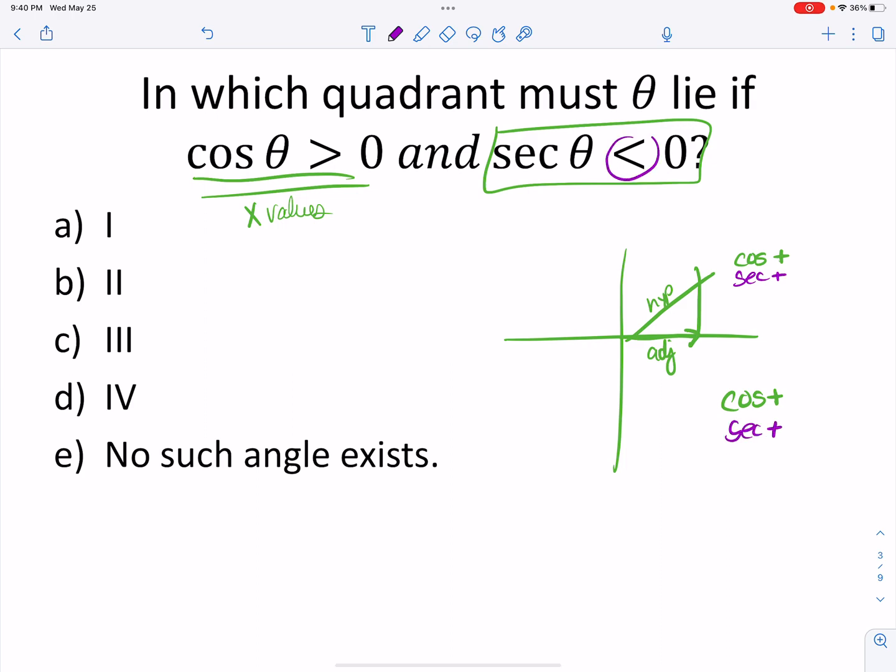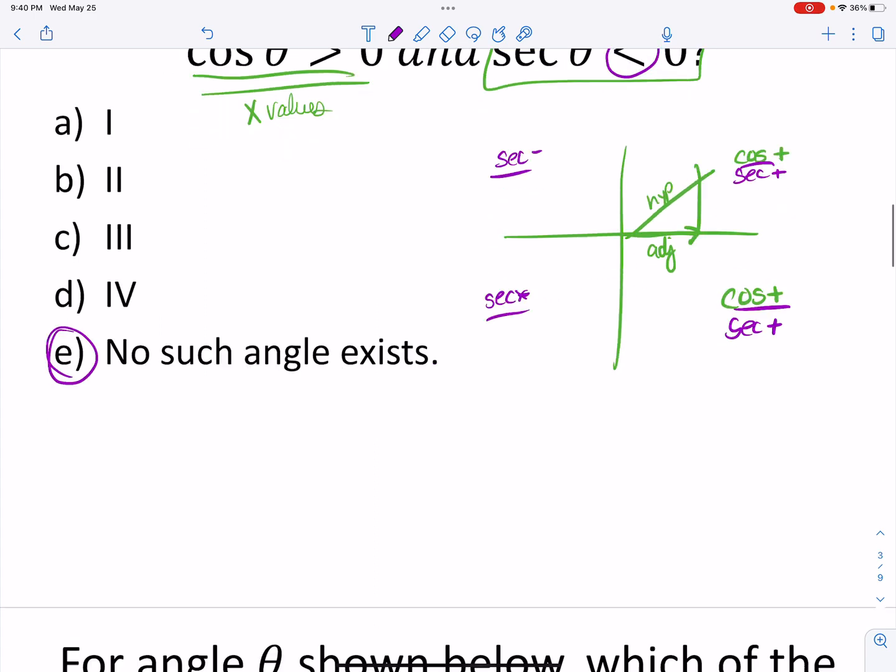Okay, but it wants negative. So wouldn't my secant be negative over here? So where are these the same? They aren't. No angle exists. This is a released ACT question. Would I give you this exact question? I think it's a little tricky, but it's the right idea.